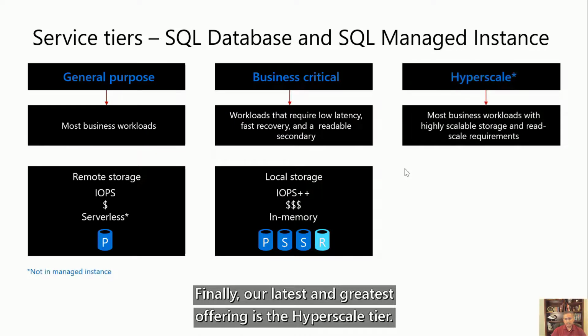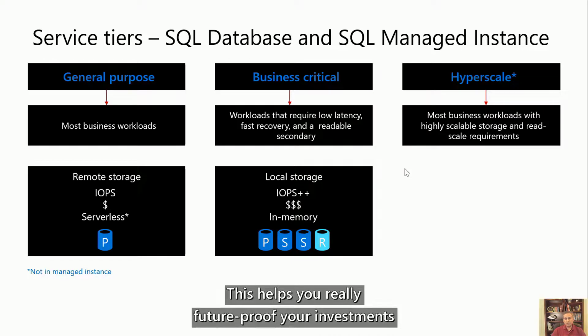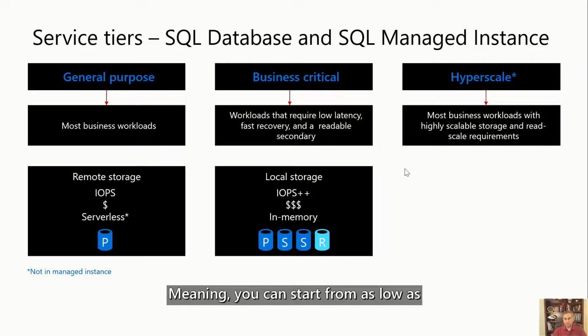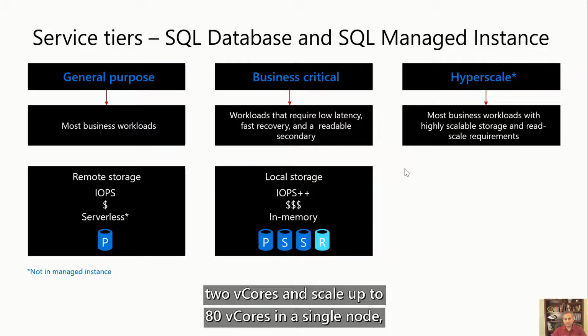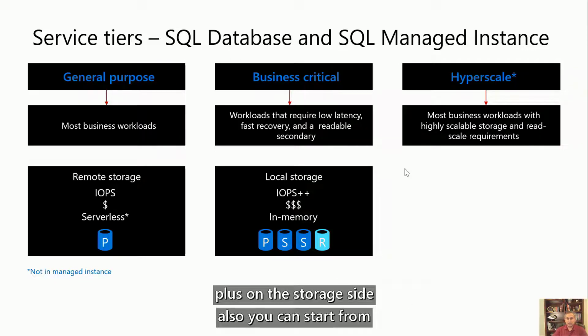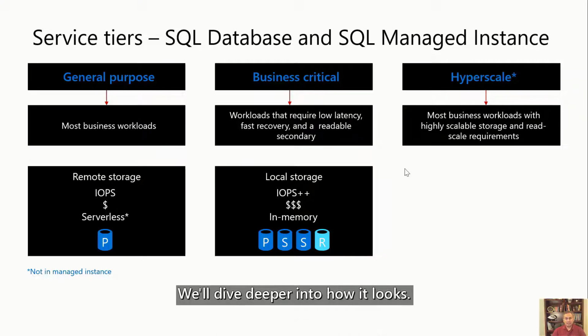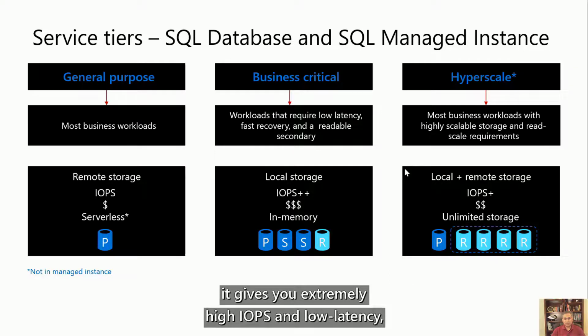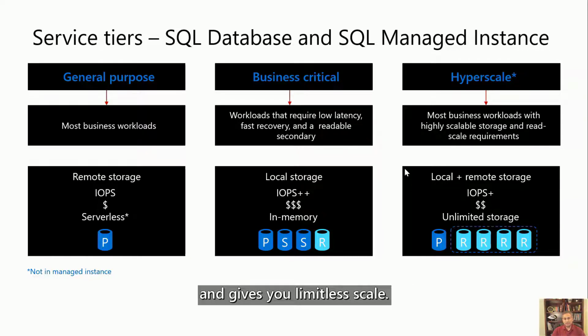And finally, our latest and greatest offering is the hyperscale tier. This helps you really future-proof your investments and gives complete flexibility by separating compute and storage, meaning you can start from as low as 2 vCores and scale up to 80 vCores in a single node, and then scale out to 4 replicas. So you can really go up to like 320 cores. Plus on the storage side also you can start from a few gigabytes and go all the way to 100 terabytes. And we'll dive deeper into how it looks. And because of the way it's architected, it gives you extremely high IOPS and low latency and gives you limitless scale.